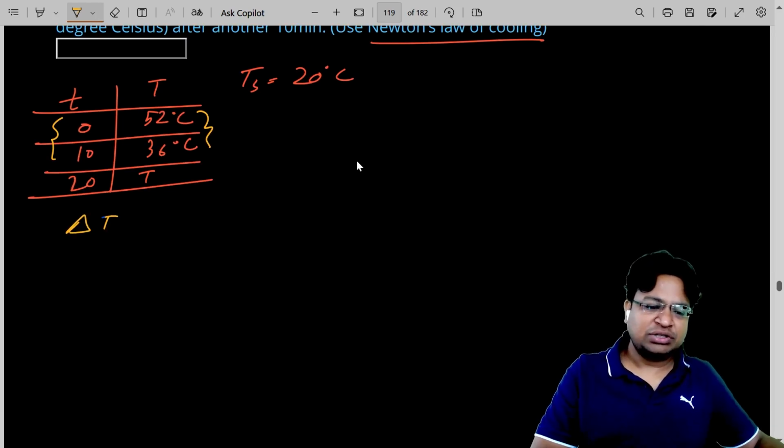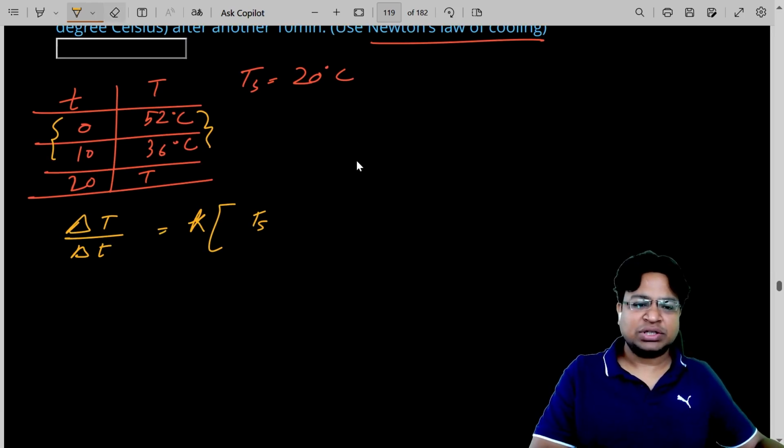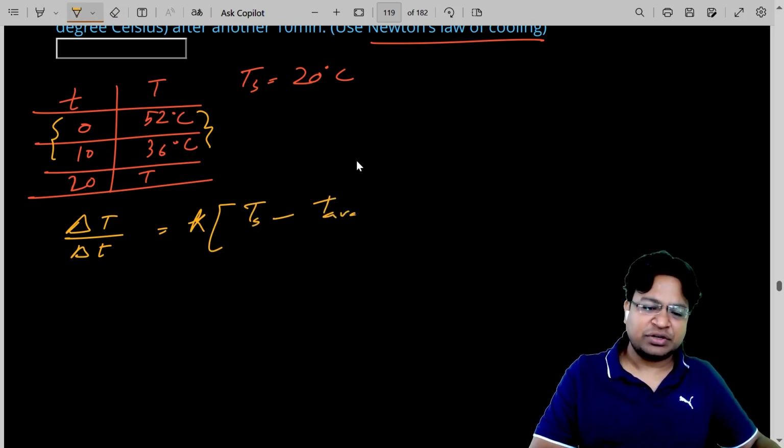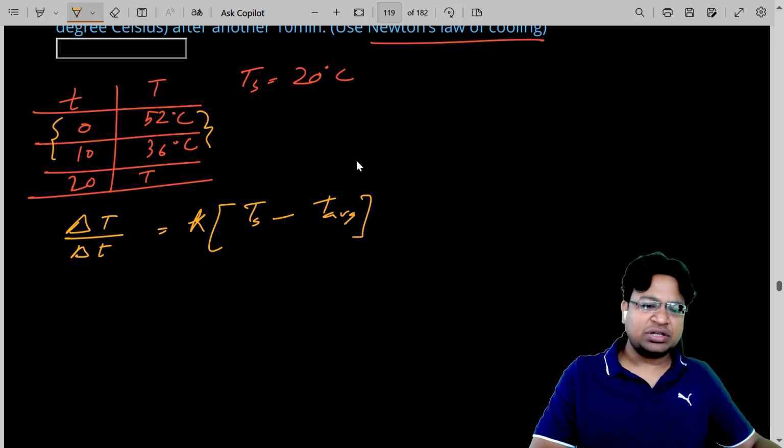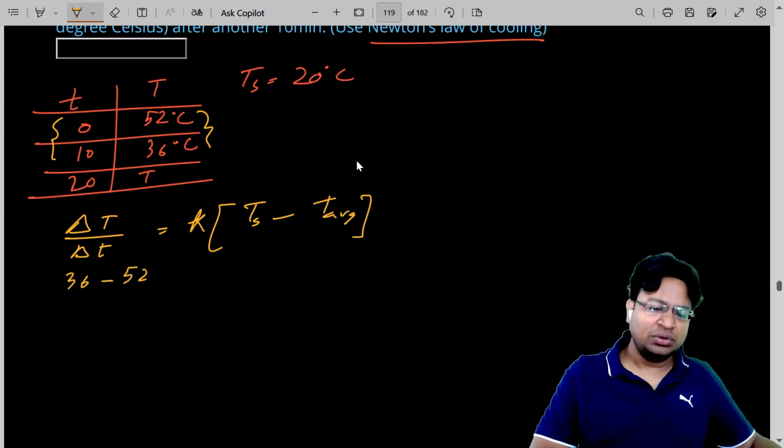First of all, you will use these two data points and write this equation. Which equation? The change in temperature upon time taken is equal to some constant times the surrounding temperature minus the average temperature of the body. Okay, so delta T is how much? Delta T is 36 minus 52. Time is 10 minus 0.